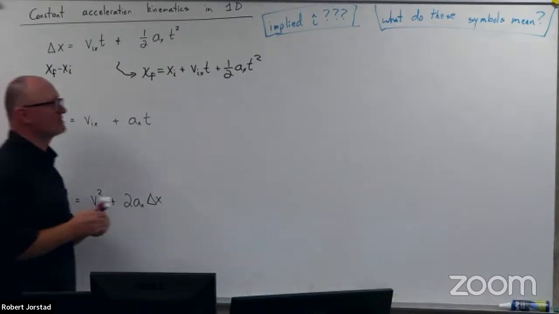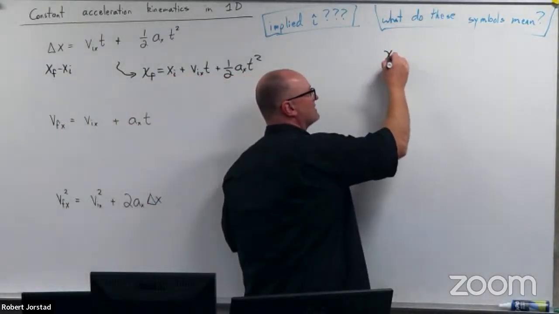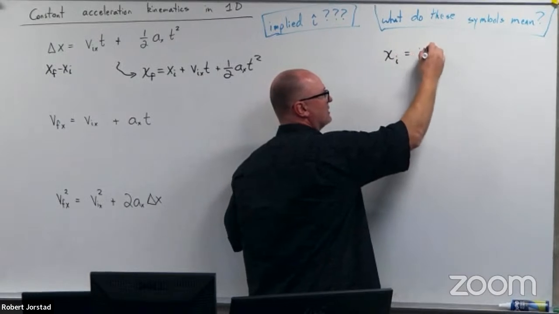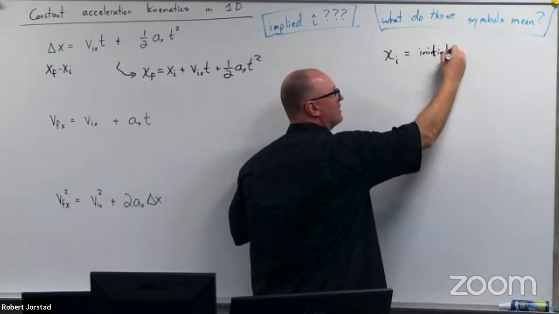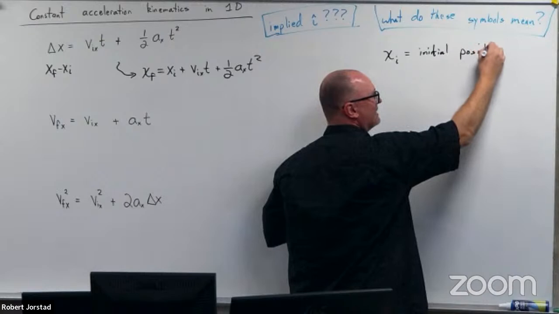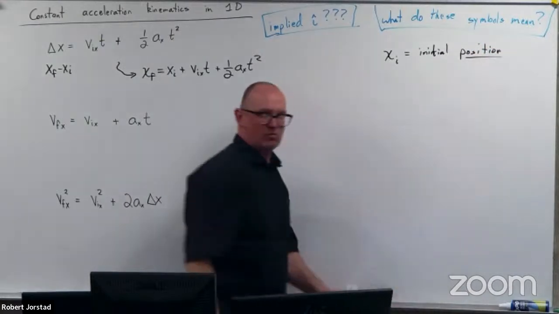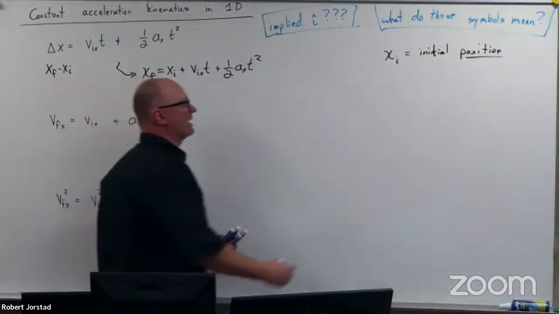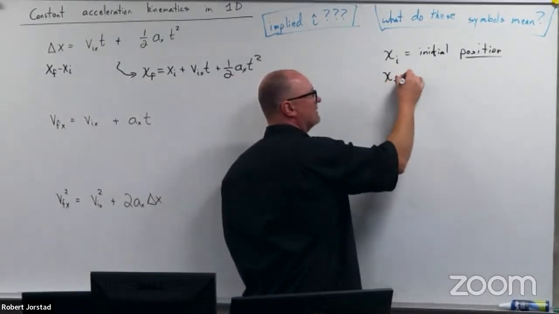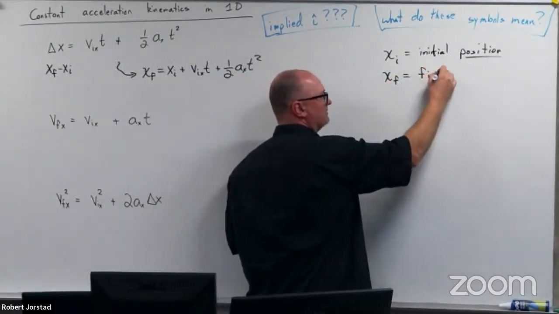What do these symbols mean? Let's go through it. X initial means initial position. It is not initial distance, it's position. It's where it's located. X final, take a guess. Final position.